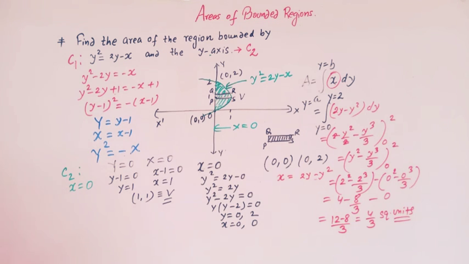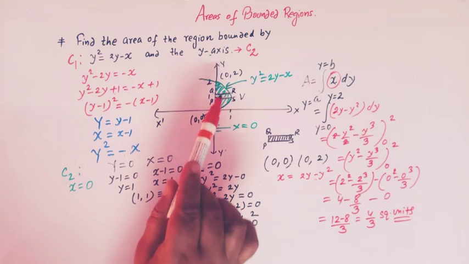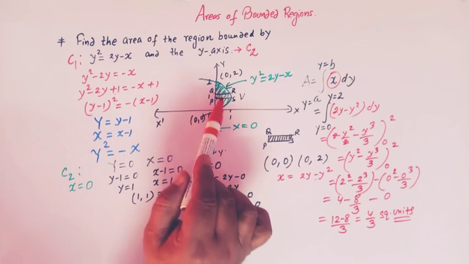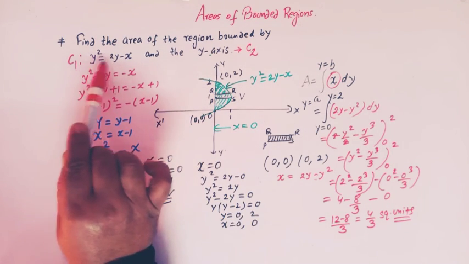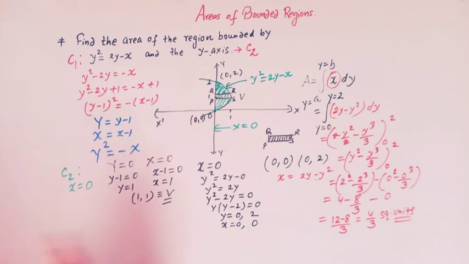So viewers, the area of this shaded portion, which is bounded by this parabola and the y-axis, is given by 4 by 3 square units.